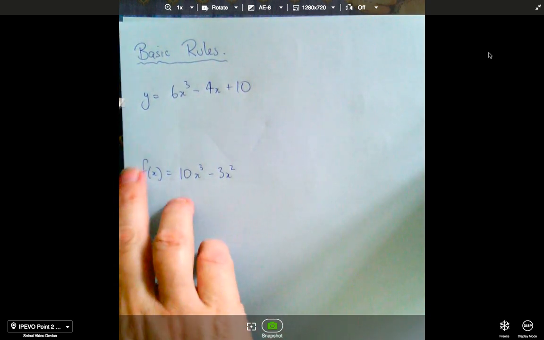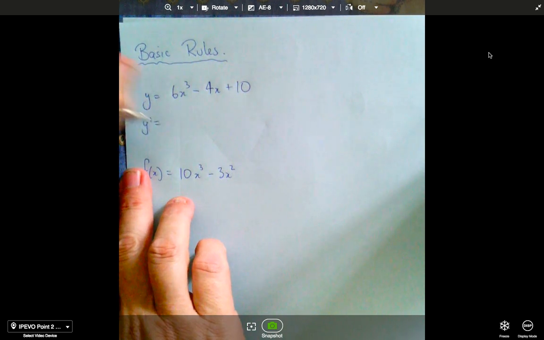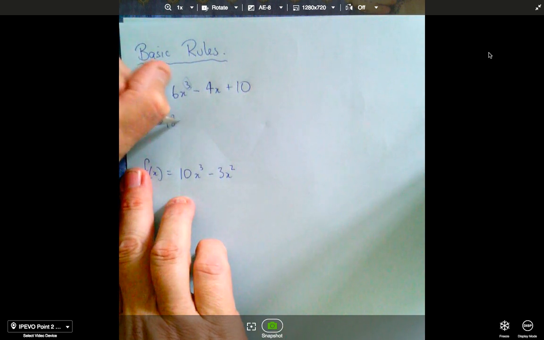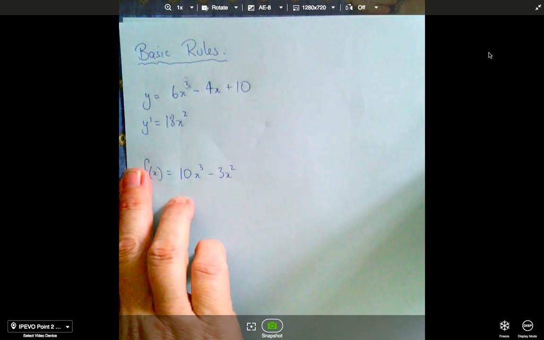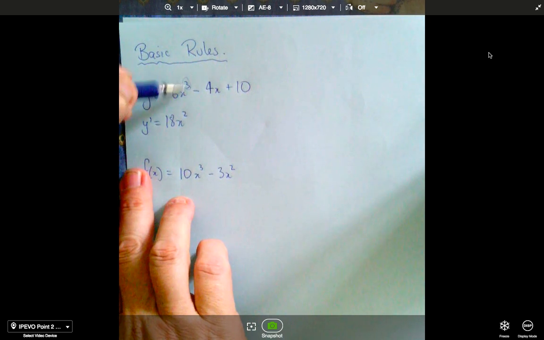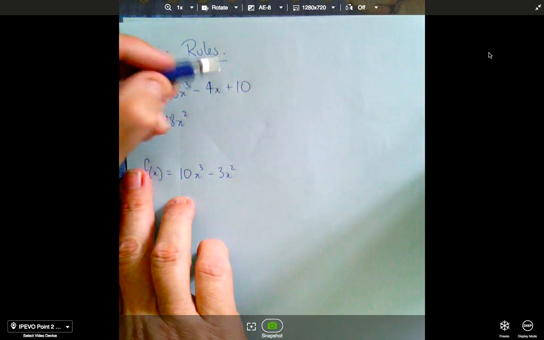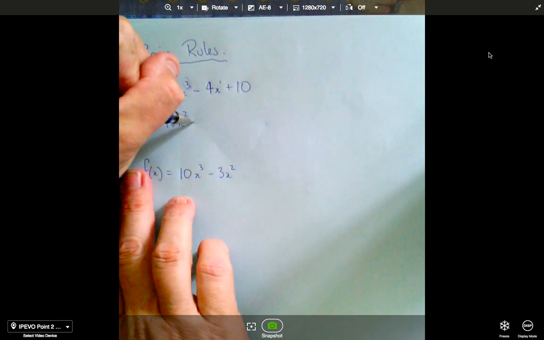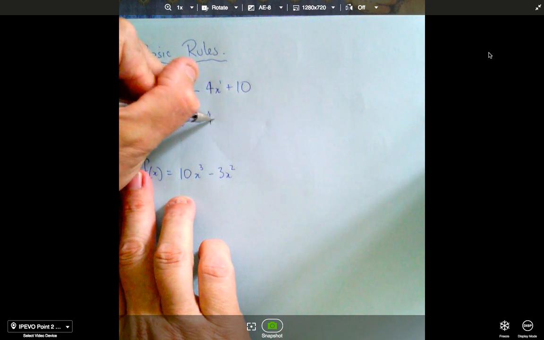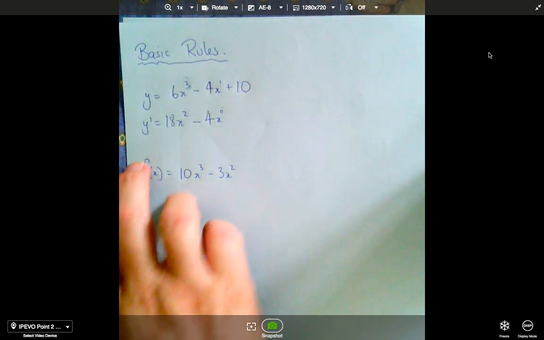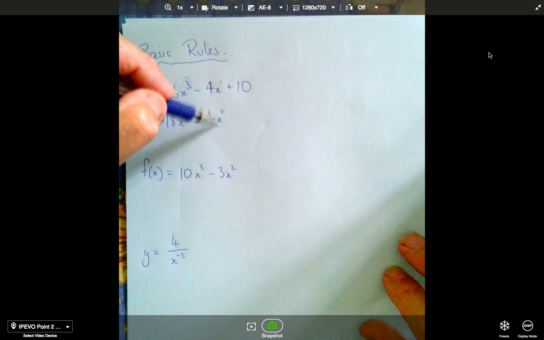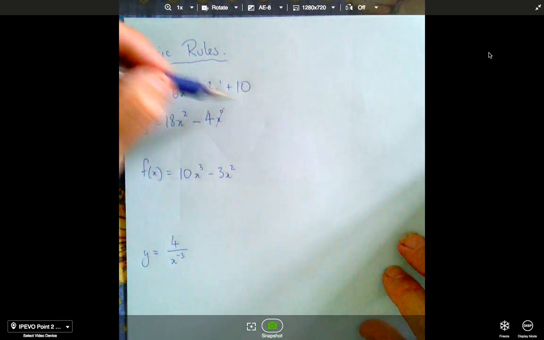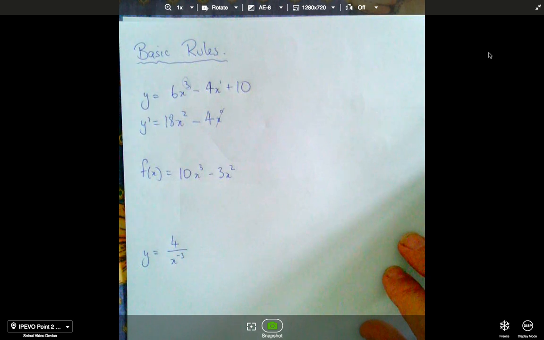So the basic rules, and we can go through first principles and all the rest of it, but the basic rules: if we want y prime of this, we just bring the power down. 3 times 6 is 18, x squared. So we bring the power down and times it, and then we always take 1 from the power. Here we could look at this as 4x to the power of 1. So it's going to be 1 times 4 is 4, x to the power of 0. And what's x to the power of 0? Well, that's just 1. The 10, any constant like that, just becomes 0. So that is the derivative.